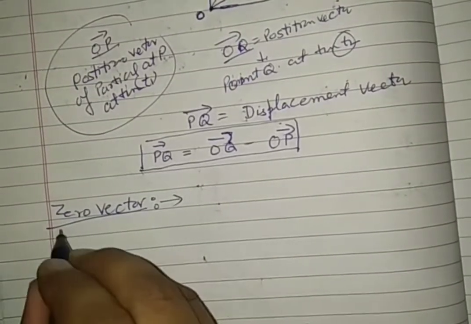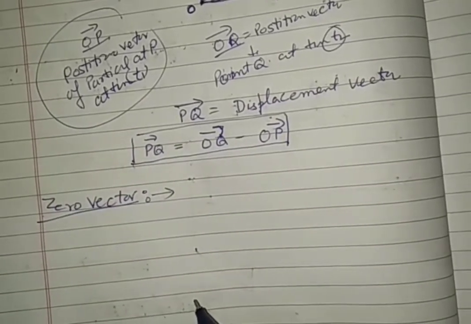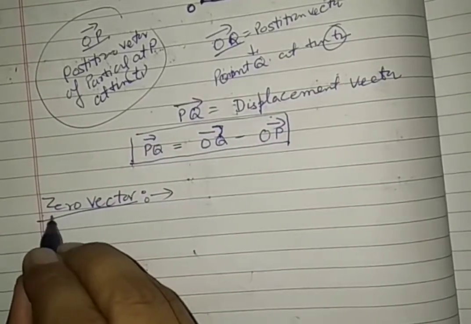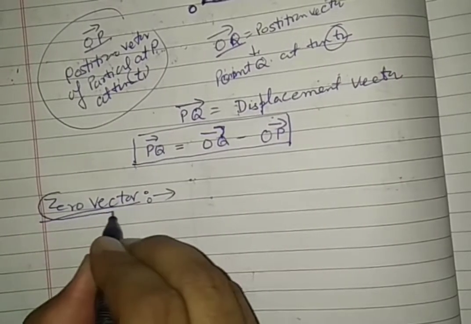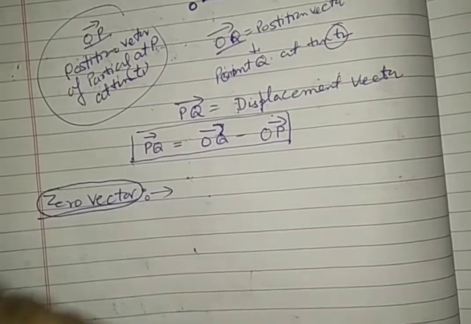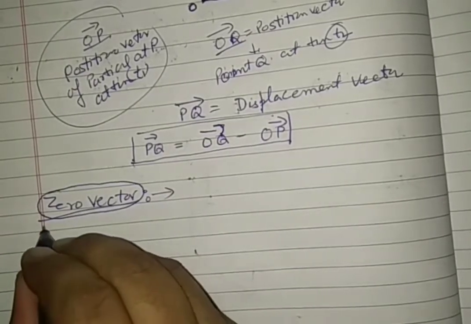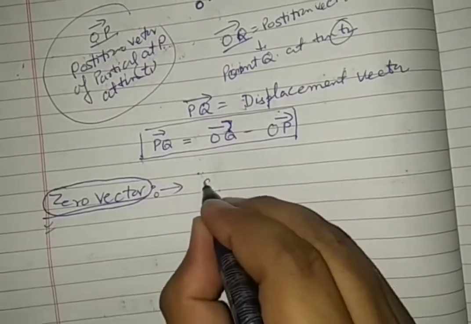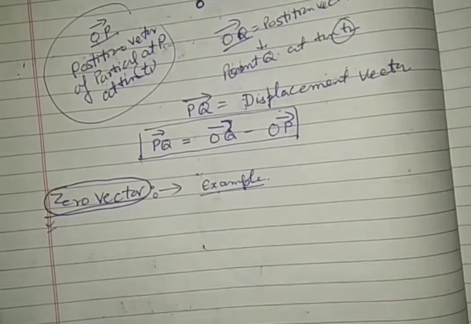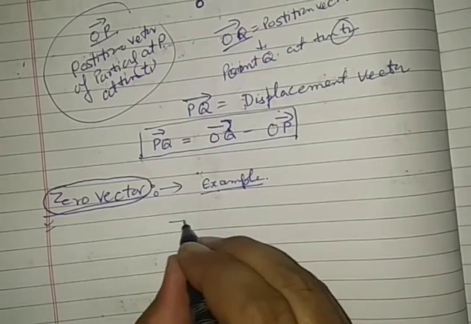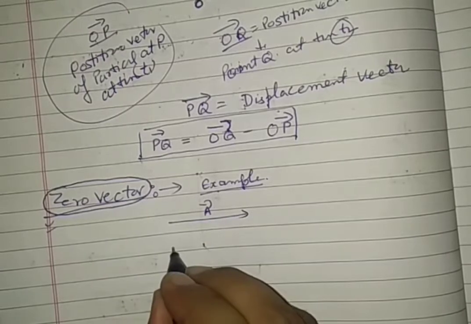Now we will see the concept of a zero vector. The zero vector also has some important terms used here, and it is compulsory to know about the concept of the zero vector. I am giving the zero vector concept by an example. See, we have two vectors, vector A and vector B.